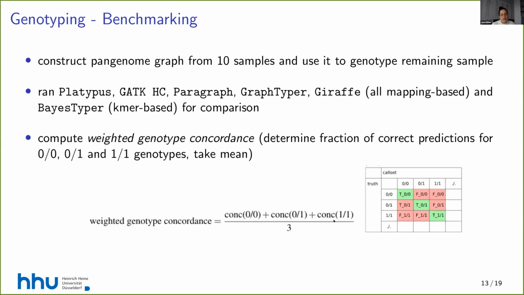So this is what's shown here. And then we take the average. The reason why we do this is to correct for unequal numbers of ground truth genotypes, because in this setting, what we do is we genotype a very large set of variants that we observed across 11 samples, or in this case, 10 samples, in a new sample, which means that most of the variants would be absent in the specific sample, which means that most of the variants would be in this category. And to correct for this, so to give equal balance on the different genotypes, we average over all these concordances.